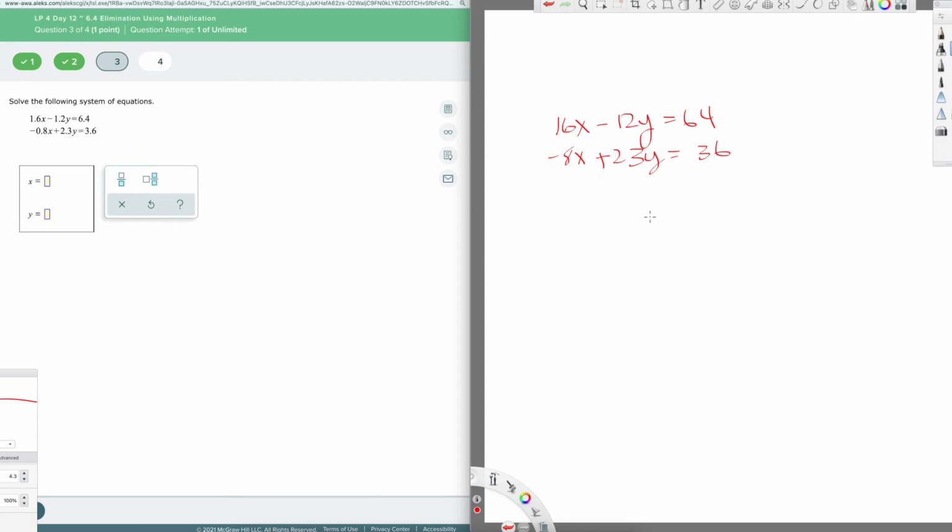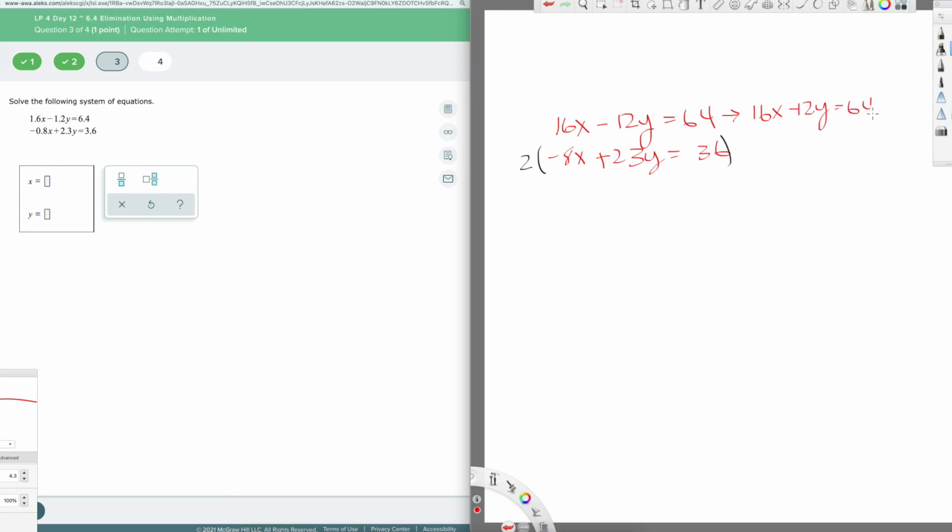And now if I look at 16 and 8, I can easily turn negative 8 into negative 16, which would be opposites there, which is what I want. 12 and 23 don't quite work like that. If it was 12 and 24, they would, but 12 and 23 don't. I want to say the lowest common multiple of these two would be 12 times 23, which is going to be a nice big number. So instead, what we're going to do is multiply this whole bottom one by just 2. Not negative 2. It's already negative. So just be careful with that piece when you do that. So this top one's not going to change.